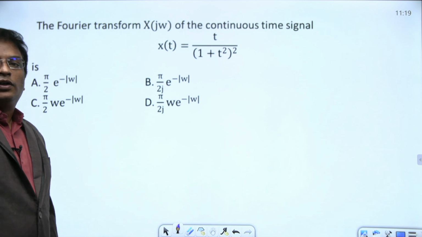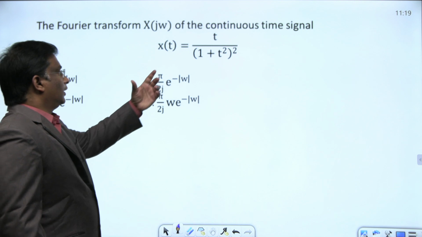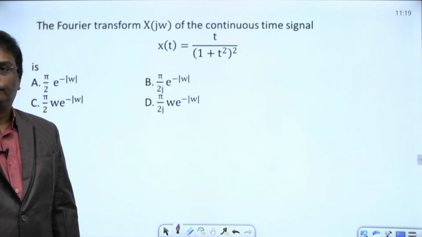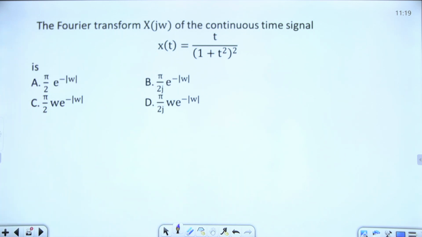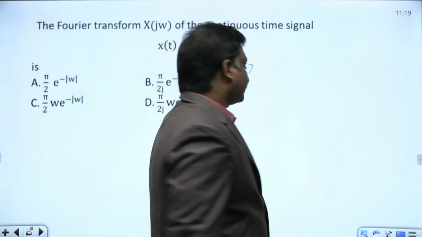Okay, here Fourier transform. You can guess the subject. This came from signals and systems. The Fourier transform X of j omega of the continuous time signal x of t equal to, they are asking for this signal, what is the Fourier transform? Directly there is no answer.